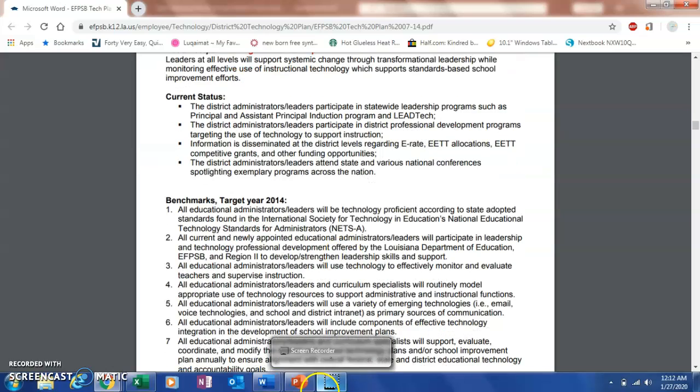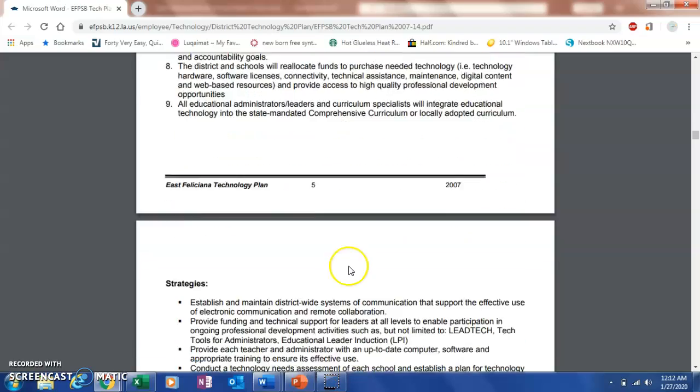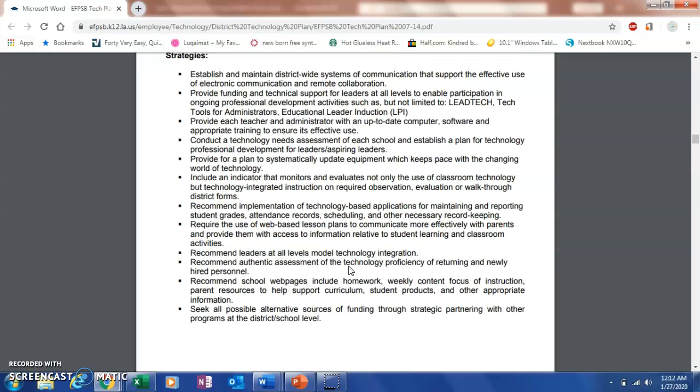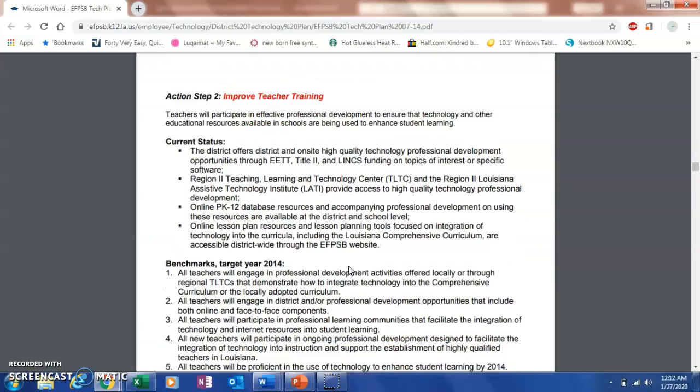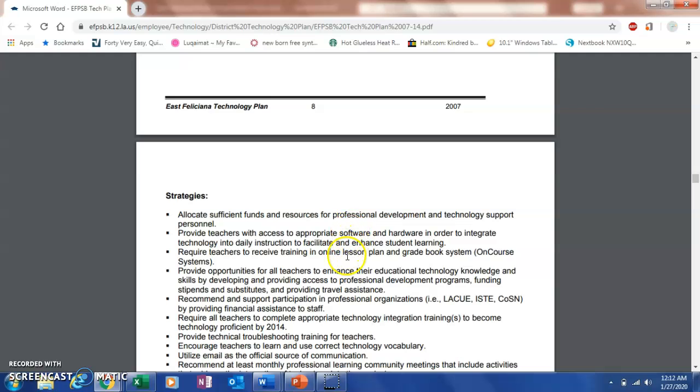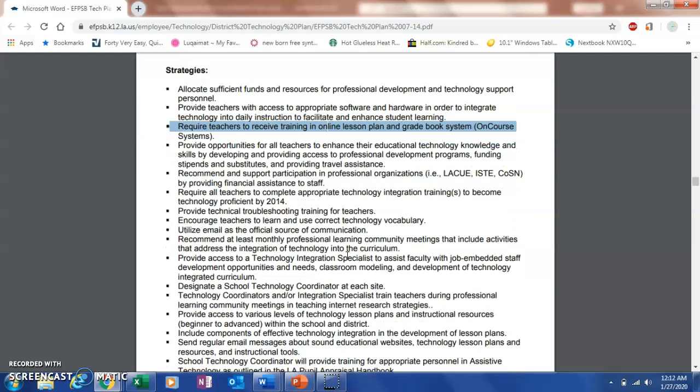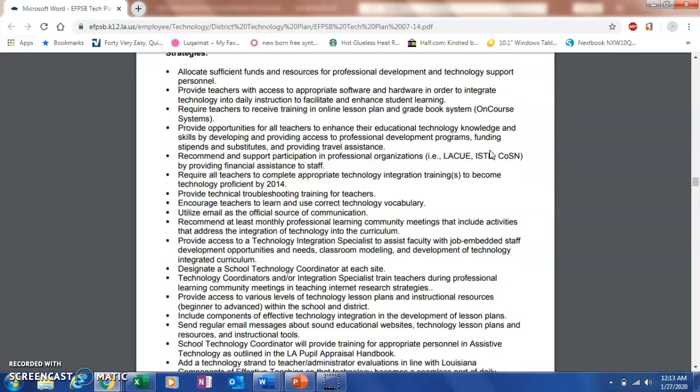So again, this is the technology plan. I think what is useful about this plan is the strategies. I read through most of the entire document, and the strategies seem very promising. I noticed that they are very specific as well. For instance, things like requiring teachers to receive training in online lesson plan and gradebook systems. I thought this one was very interesting because when I became a first year teacher there was no such training. We do use those systems on Encore. However, we don't use them to their fullest extent, I mean, excuse me, for just on a day-to-day basis.